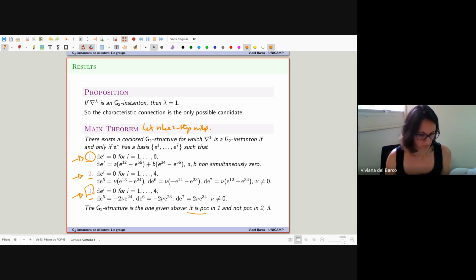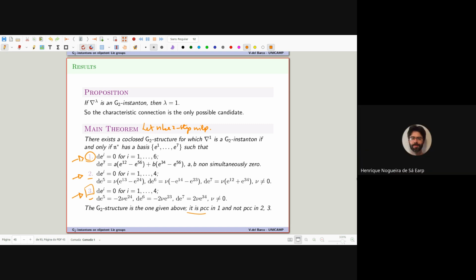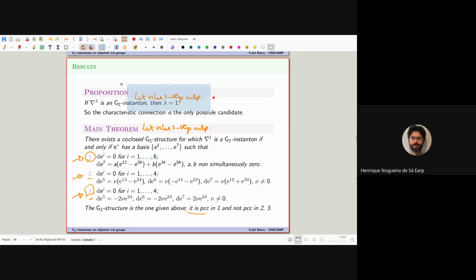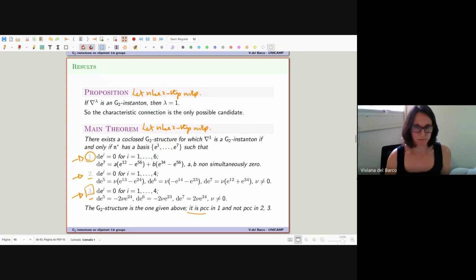Question? Yeah, a quick question. I missed my connection a little bit, don't know if you mentioned it. The proposition that is just above, is it just for two-step nilpotent, or is it for two-step? Two-step, right? We don't know in general. No, we don't know. Okay. All right. Thanks. Any other question or comment you want? I will not have time to say anything. Okay. So at least you know the results.